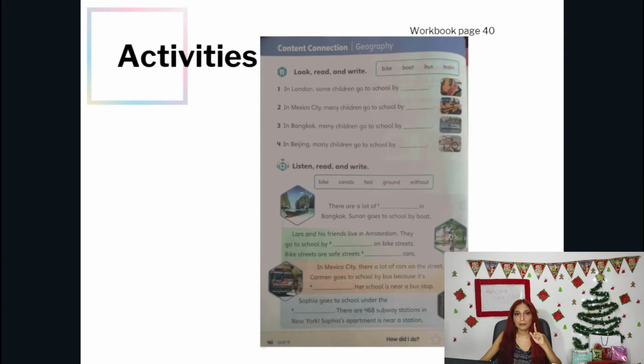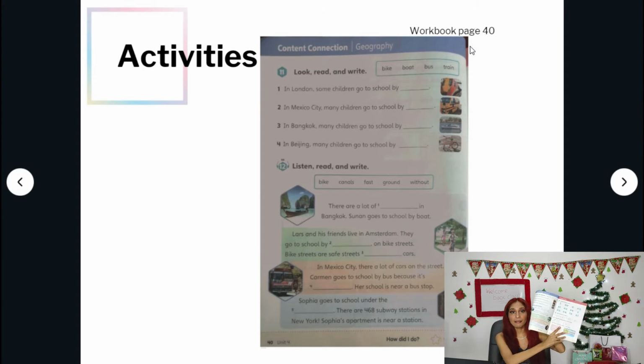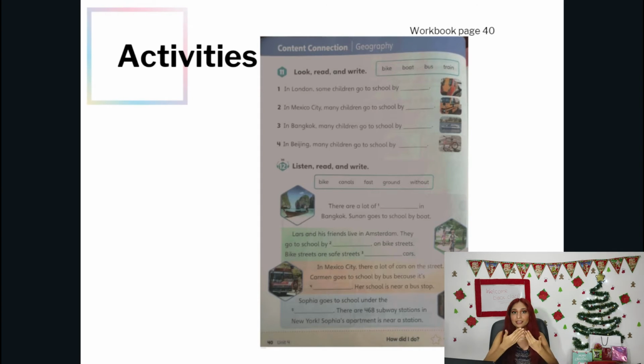We have only one page for today, and it's page 40, and we have two activities, but let's check, because later we have an activity for the notebook. So it's on page 40 from the workbook, and I have mine in here. So I hope you are ready to do this with me. We are going to do this together.